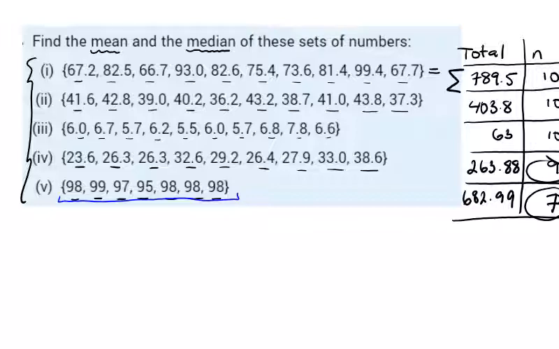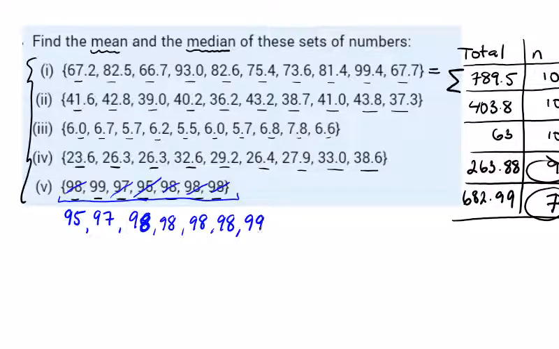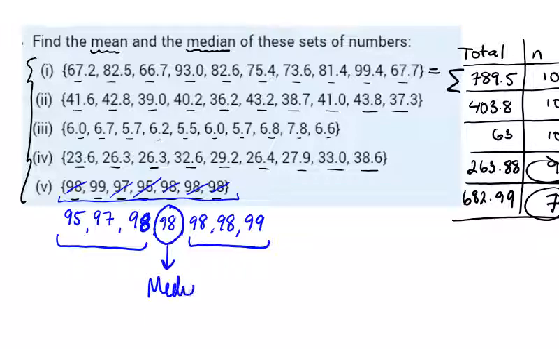So if I start with the lowest, I have a 95, mark them off. I now have a 97, I have no other 97. I have 1, 2, 3, 4 98s. That's an 8. And I'm left with 199. Always just count your data, make sure you have the same amount. We have 7. You can see we have 3 either side, so we have the one in the middle. This is my median. The one in the middle, the median, is 98.